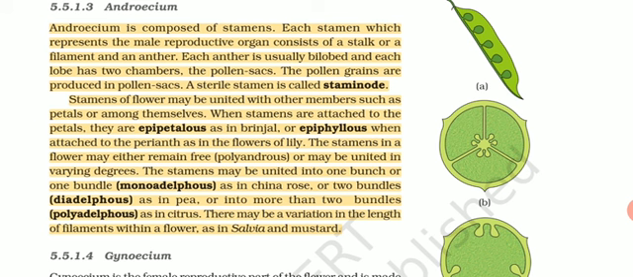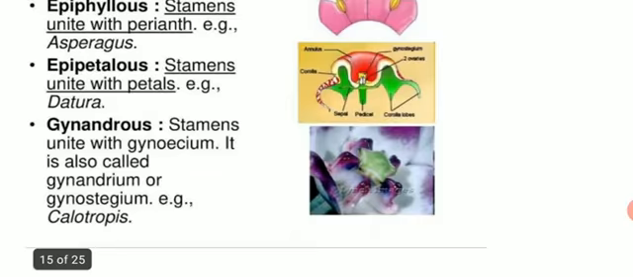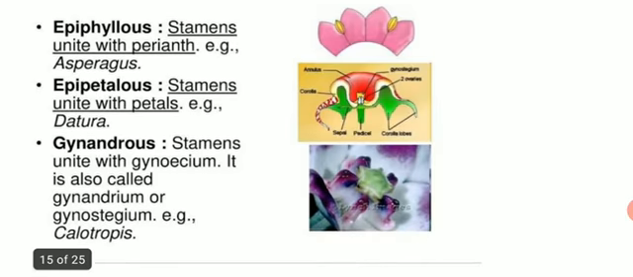Now let's talk about the number of stamens. It is not that only a single stamen is present in the flower. Sometimes they are united and at other times they can be free from each other. So let's talk about the structure and the nature of the stamens.